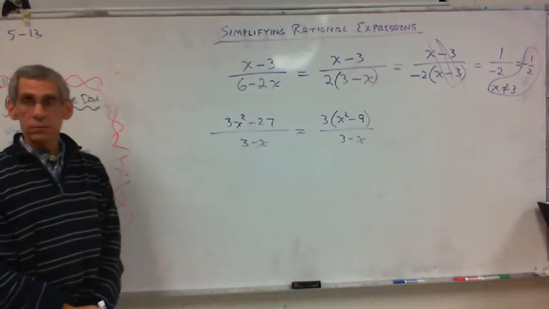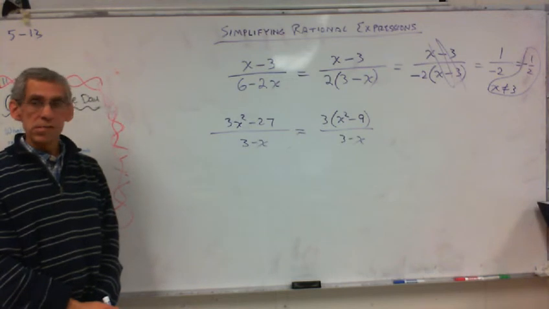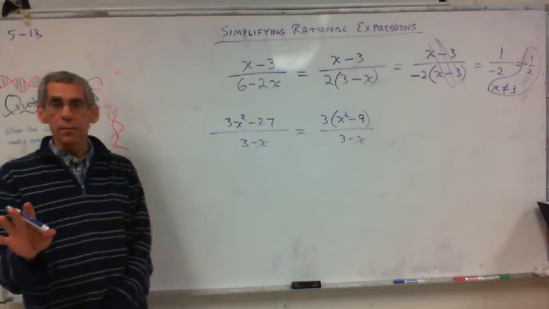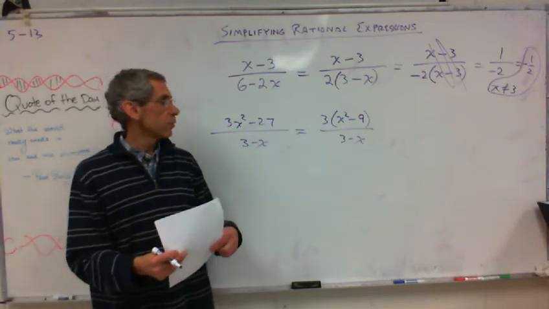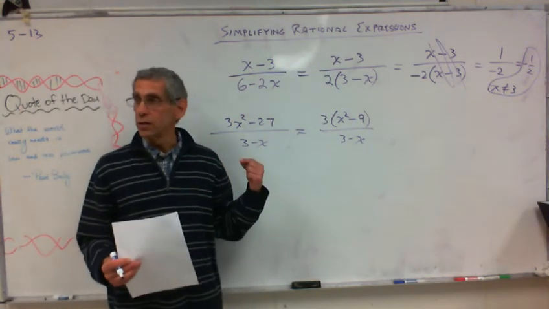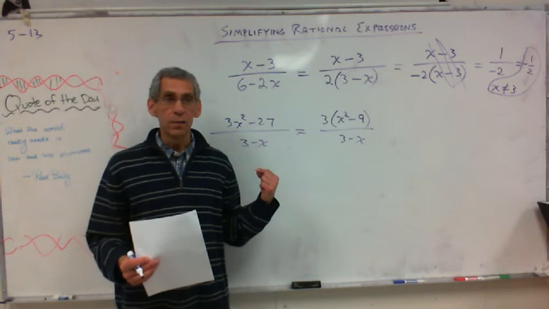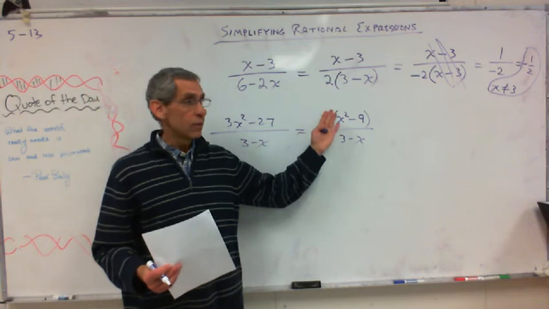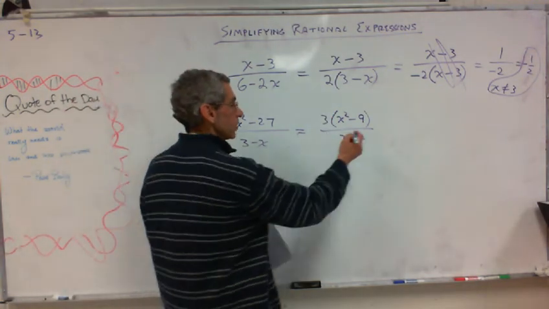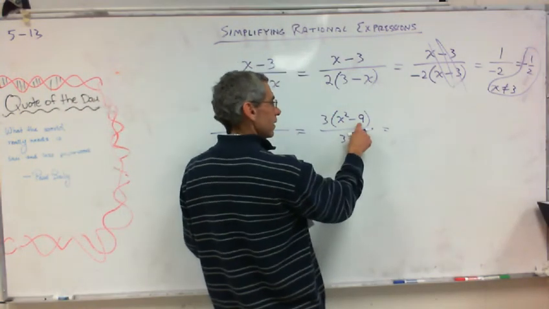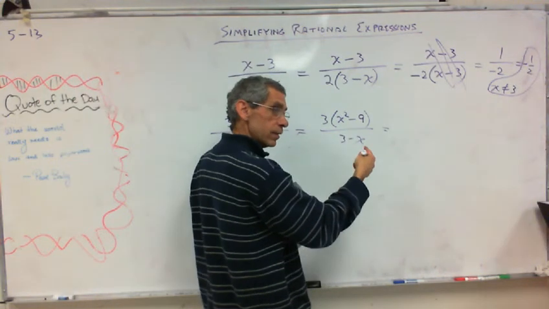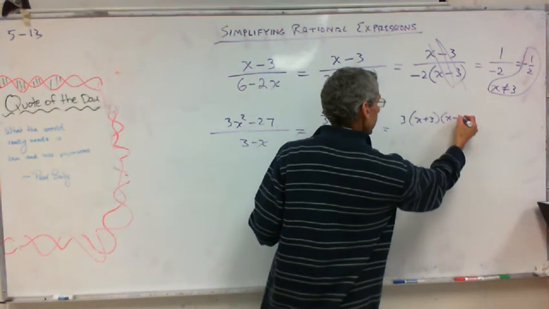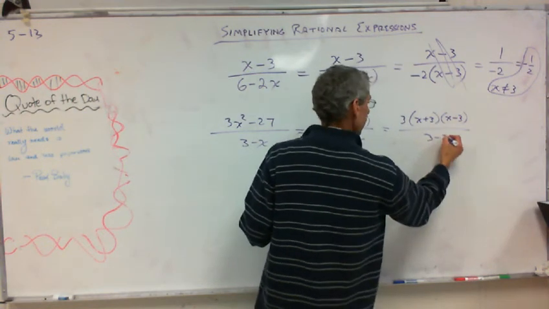Can I go any further? Everybody look at the numerator. You can take out 3. Forget the 3. What do you see in x squared minus 9? Difference of 2 squares. So suddenly you can say x squared minus 9 is the same as x plus 3 times x minus 3. So you have 3 times x plus 3 times x minus 3, all over 3 minus x.